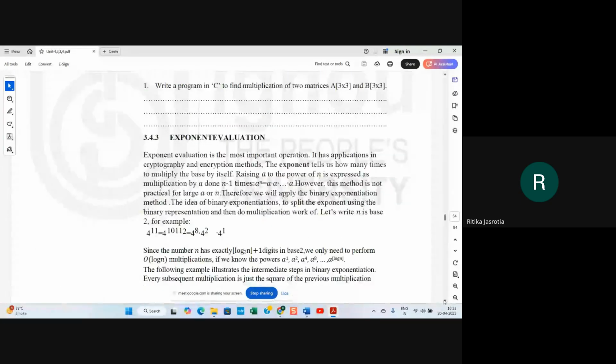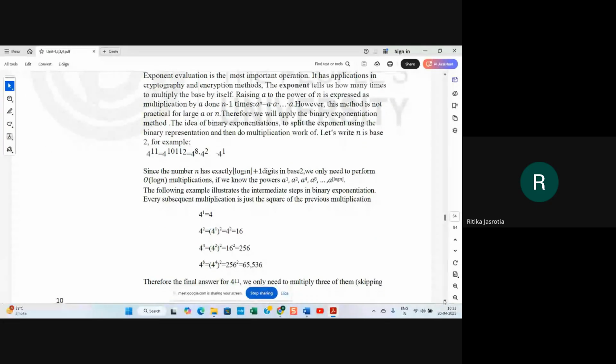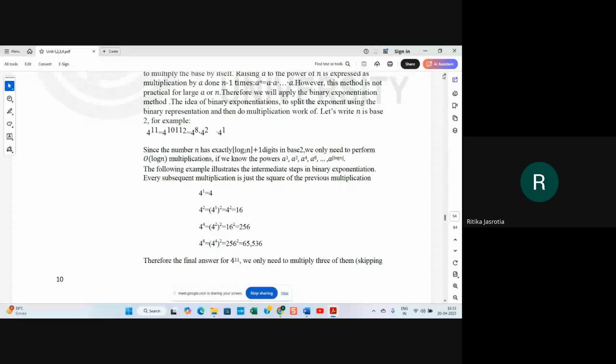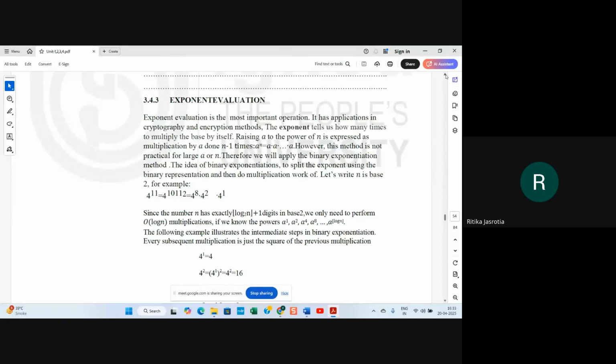So let us see. So exponent evaluation means, exponent means what? The power. Exponent tells us how many times to multiply the base by itself. So raising a to the power, that means if you have a to the power n, like here they have 4 to the power 11, right? So they are saying you can do 4 to the power 10, 11, whatever numbers you are saying.